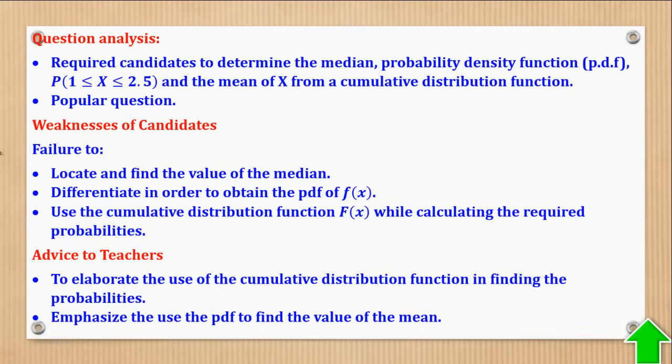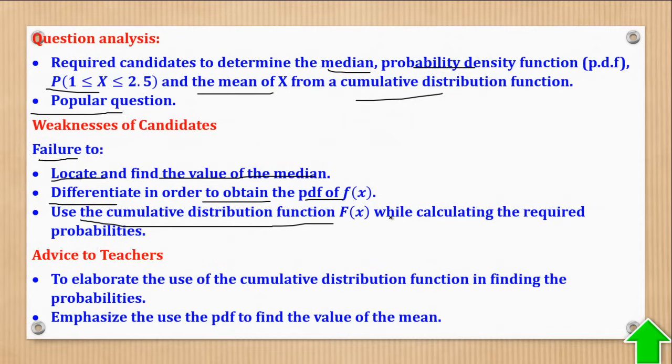Okay, so the question required candidates to determine the median, PDF, probability, and mean of x from the cumulative distribution function. It was popular, but some candidates misfired due to failure to locate and find the value of the median. So median you have to test. Failure to differentiate in order to obtain small f(x). Failure to use the cumulative distribution function while calculating the required probabilities. Some also struggled to integrate, which is also a problem.